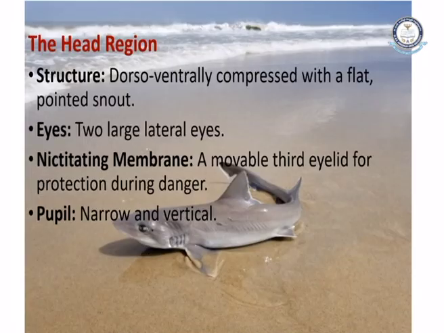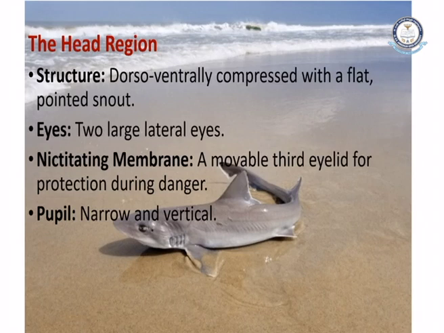In the head region, the structure of the head is dorsoventrally compressed with a flat pointed snout, and eyes are present on the lateral sides. Here these are the eyes, and a membrane covering the eyes will be there, that is called as nictitating membrane. In mammals, this nictitating membrane is a vestigial organ, but in the case of fishes, as they reside in the water, this nictitating membrane helps in protecting the eyes. This eye is movable, it works like a movable third eyelid for protection during danger, and it has a pupil which is narrow and vertical.